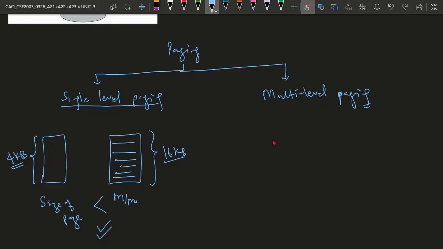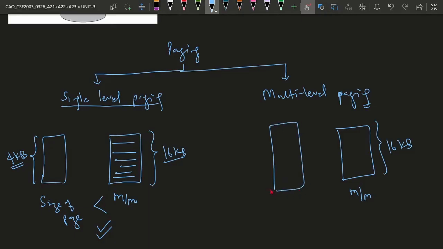Next one is multi-level paging. Suppose we have the main memory with 16 KB size, and the page has a larger size, suppose 32 KB. So here 32 KB is greater than 16 KB. So this page cannot be accommodated here in the main memory.